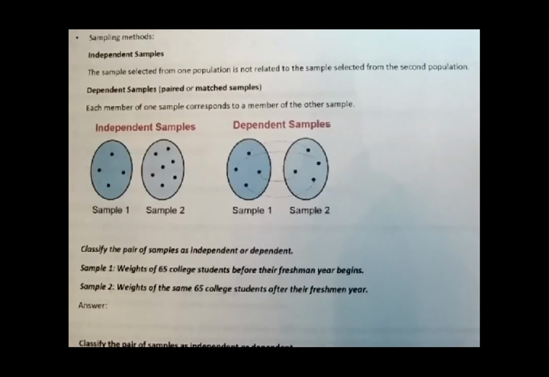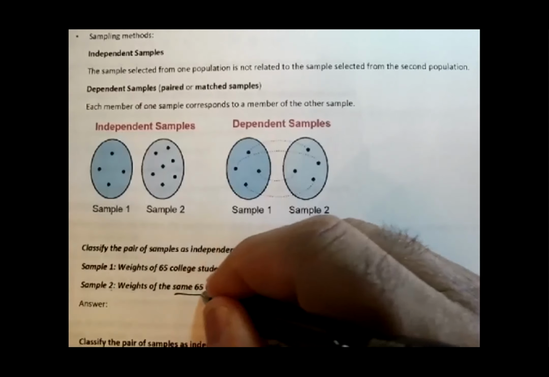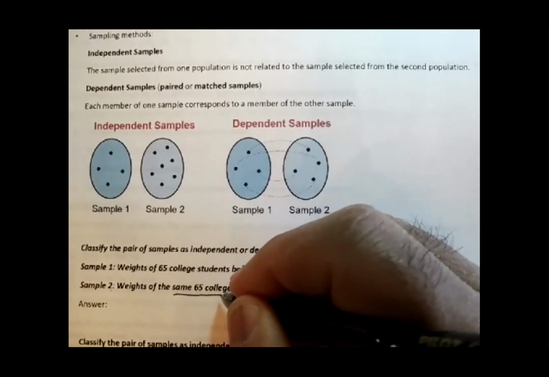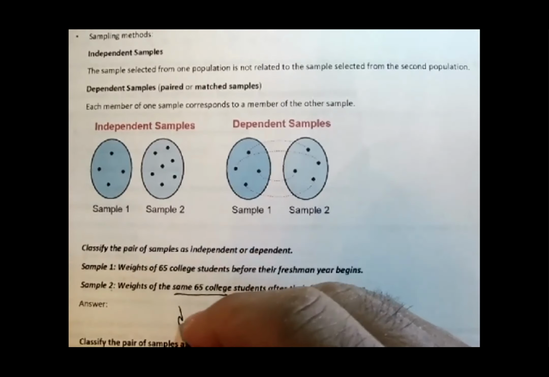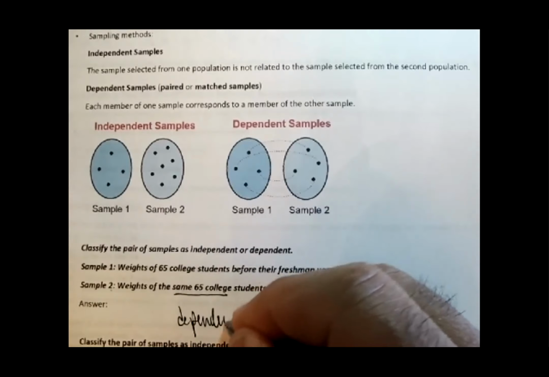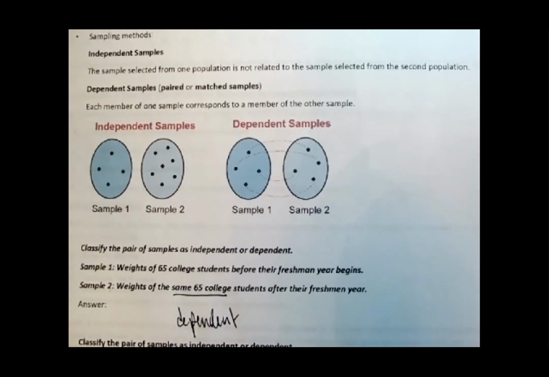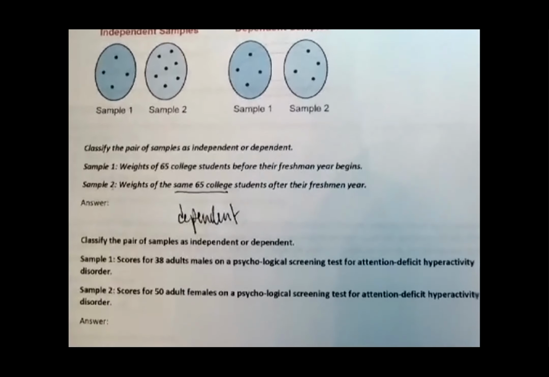Okay, I see dependent. I agree. These are dependent because it is the same students before and after. So here's the hint for you guys. When it says the same group of people before an action and after an action, you should conclude right away that they are dependent. These are dependent. Let's check the next one.